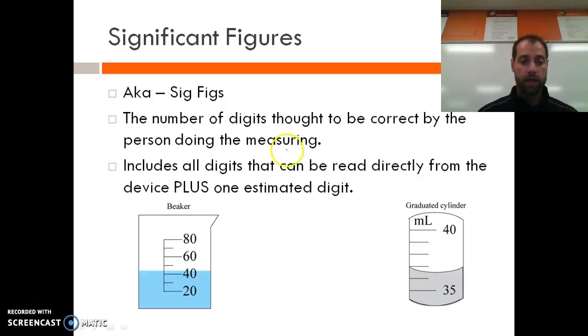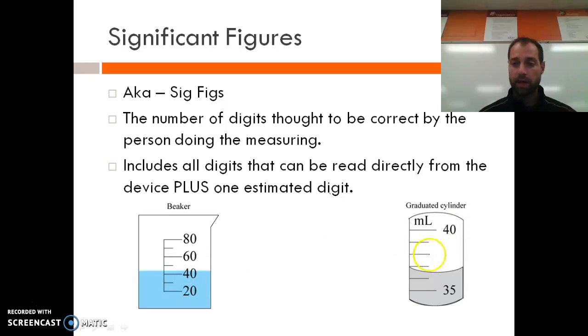So here in this beaker we have 40 milliliters here, 50, 60, but I'm somewhere in between 40 and 50, and so I could estimate to the nearest one. So I'd probably estimate about 44 milliliters here.